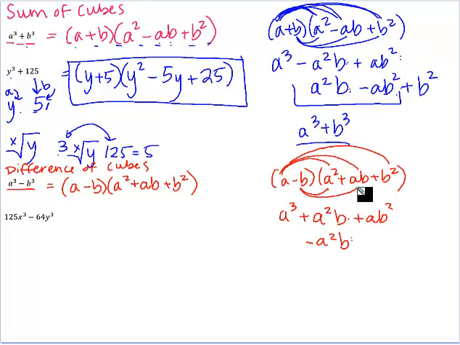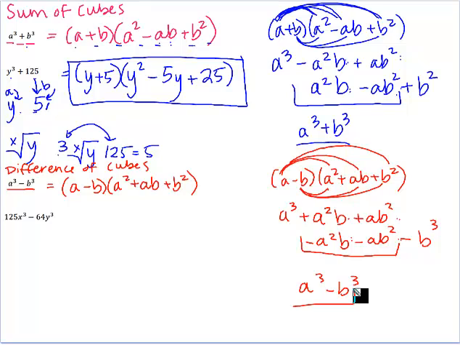Negative b times ab is negative ab squared. Lining it up with its like term. And negative b times positive b squared is negative b cubed. These two middle terms cancel, so we're left with a cubed minus b cubed, which is exactly what we started with. So this is the correct formula to follow for when we're factoring.